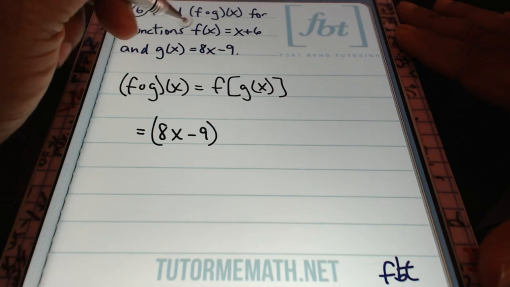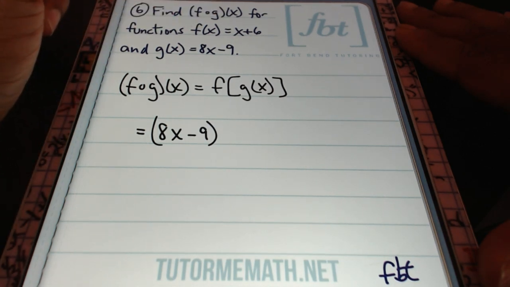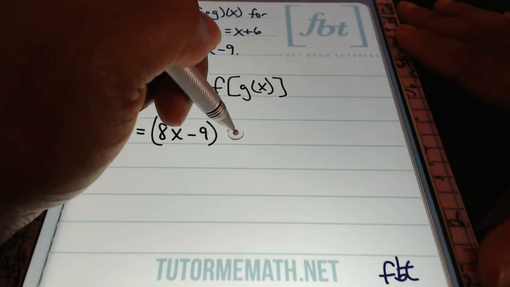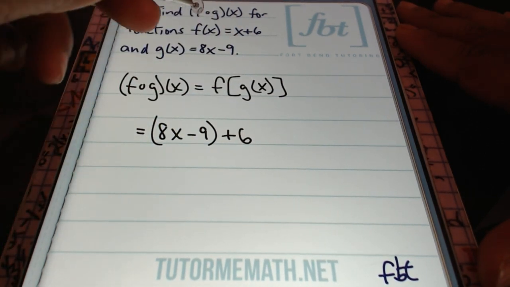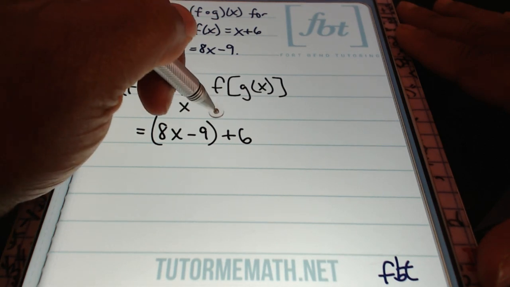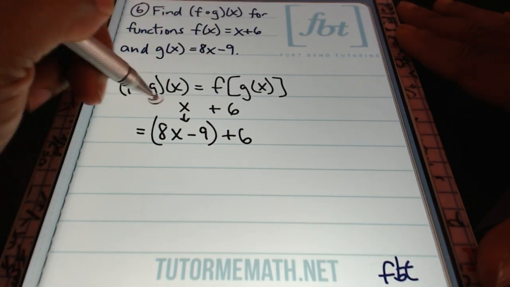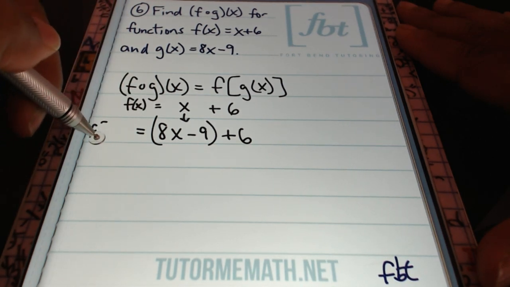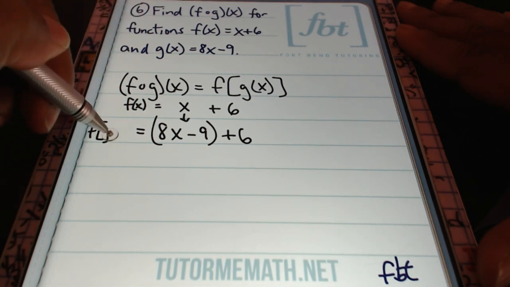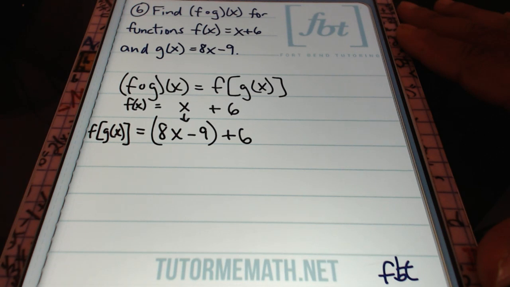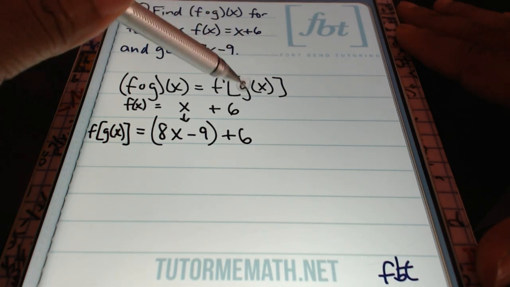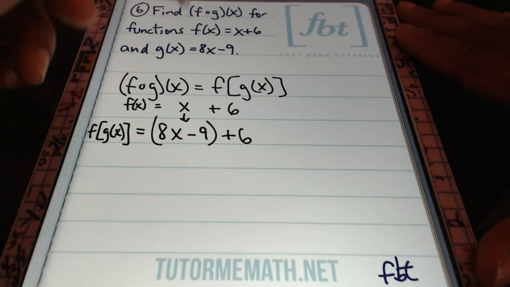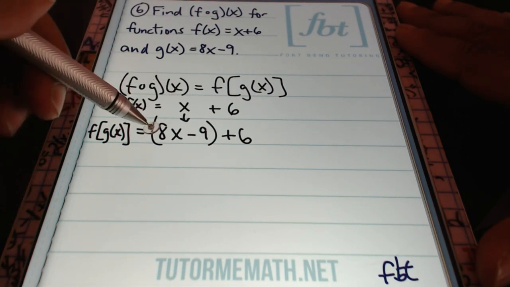So I'm going to show with parentheses I'm replacing that x in f with 8x minus 9. And then we have to add 6 to that, right? Because our original f function said x plus 6. See, I've replaced the x in our f function with the g function 8x minus 9. That's what's going on there. We had that original f of x function that had x plus 6, but the function that's composition here is saying to remove the x and replace it with the function g of x. So I replaced that x in the original function with 8x minus 9.